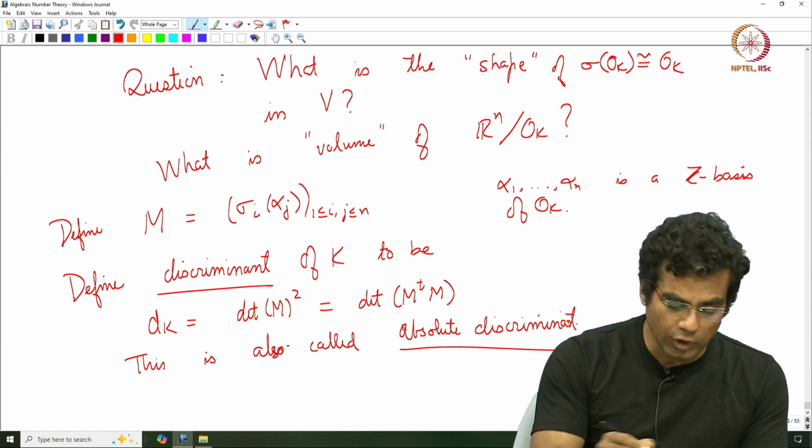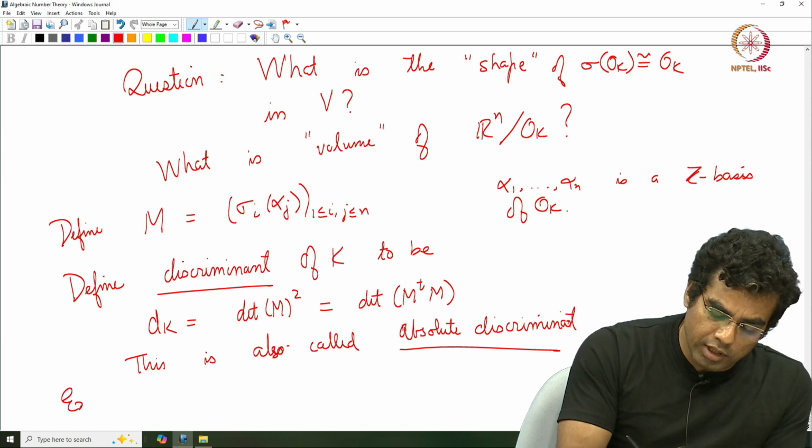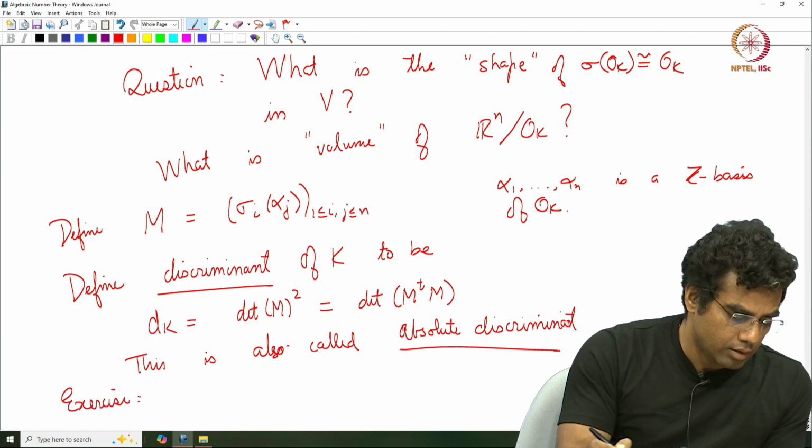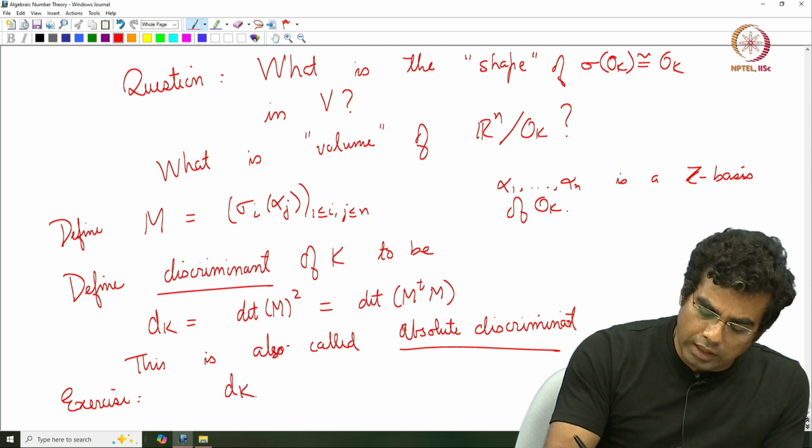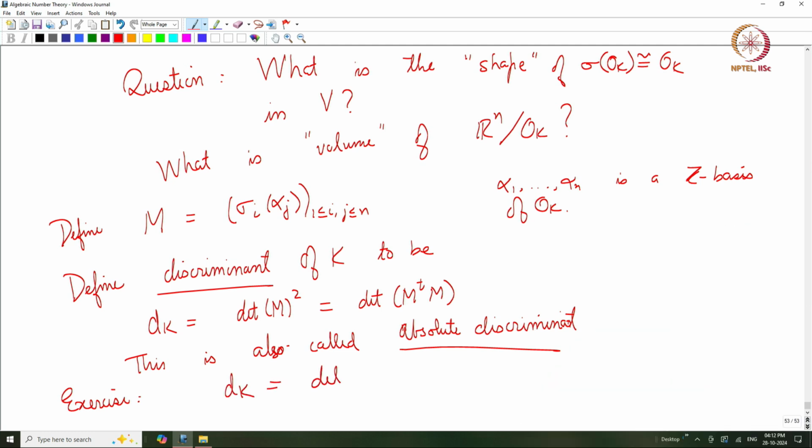All right. So, before I stop, let me give you an exercise for today. It is to prove that d_K is equal to the determinant of the trace from K to Q of alpha i alpha j. The notation is as above, and this straight away tells you that the discriminant is actually an integer. So, hence d_K is an integer.